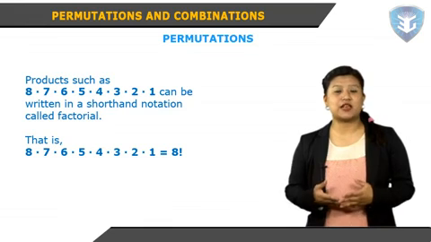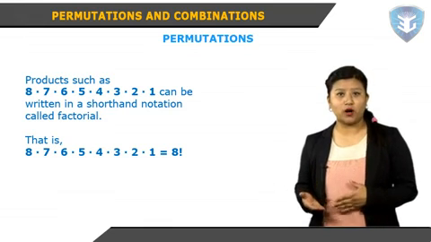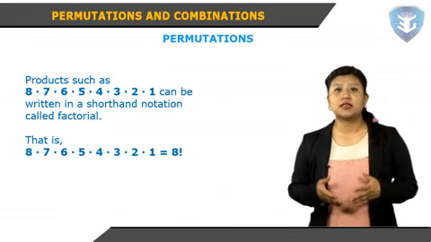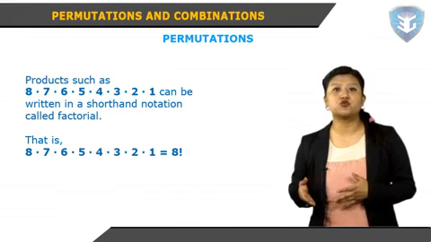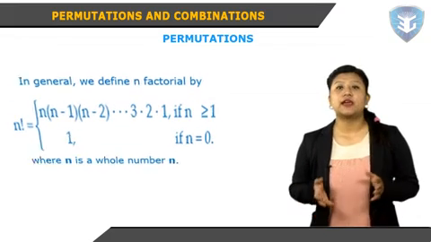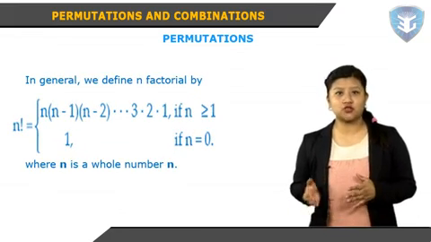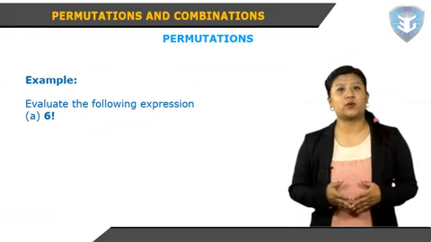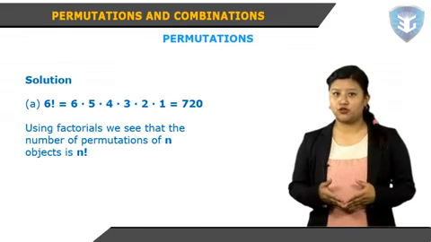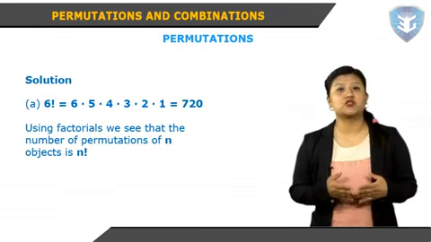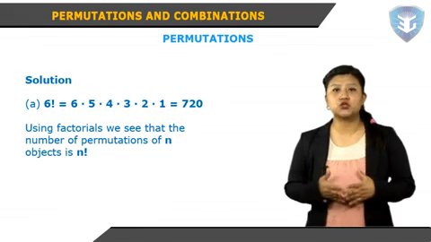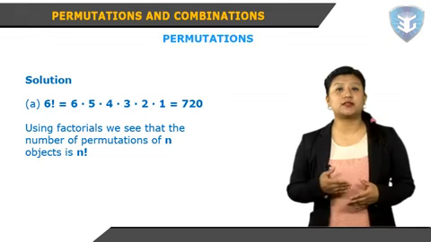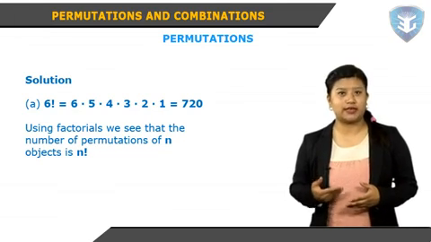Products such as 8 times 7 times 6 times 5 times 4 times 3 times 2 times 1 can be written in a shorthand notation called factorial. That is, 8 times 7 times 6 times 5 times 4 times 3 times 2 times 1 equals 8 factorial. In general, we define n factorial as shown on the screen. For example, let us find out how to evaluate the following expression: 6 factorial. Solution: 6 factorial equals 6 times 5 times 4 times 3 times 2 times 1, which is equal to 720. Using factorials, we see that the number of permutations of n objects is n factorial.